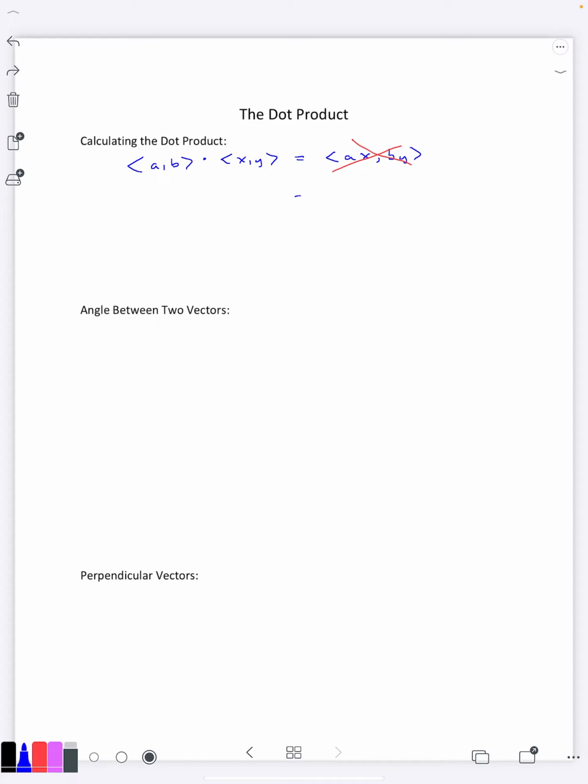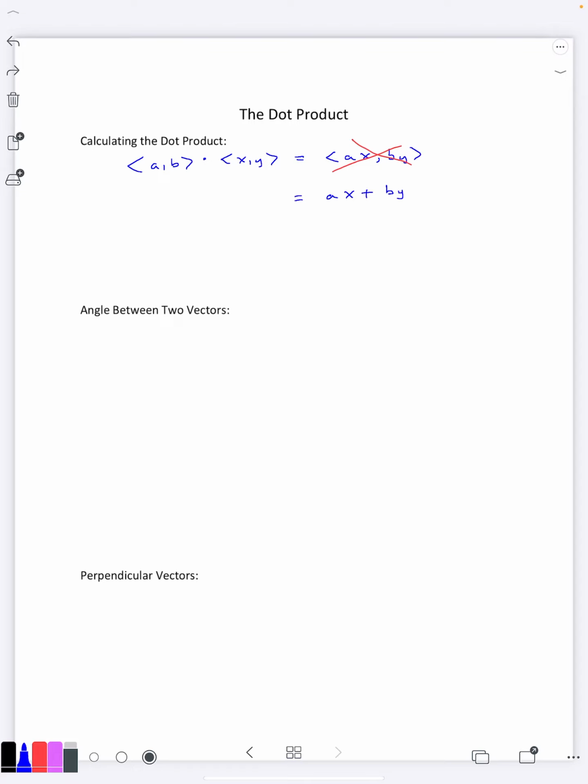Instead, we're going to multiply the first numbers. We're going to multiply the second numbers. And then instead of creating a new vector, we're not going to have a vector anymore. We're just going to add up these two answers. And that's going to give us a number here, a scalar. And that's going to be the answer to the dot product.